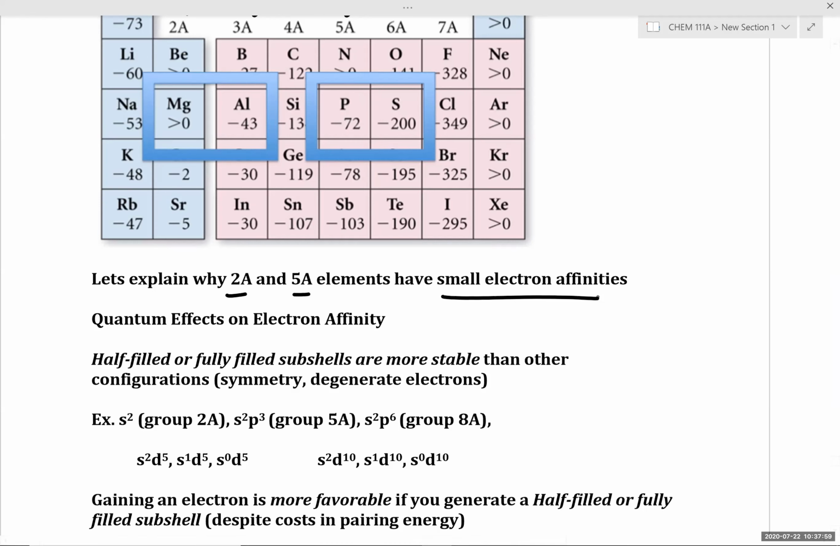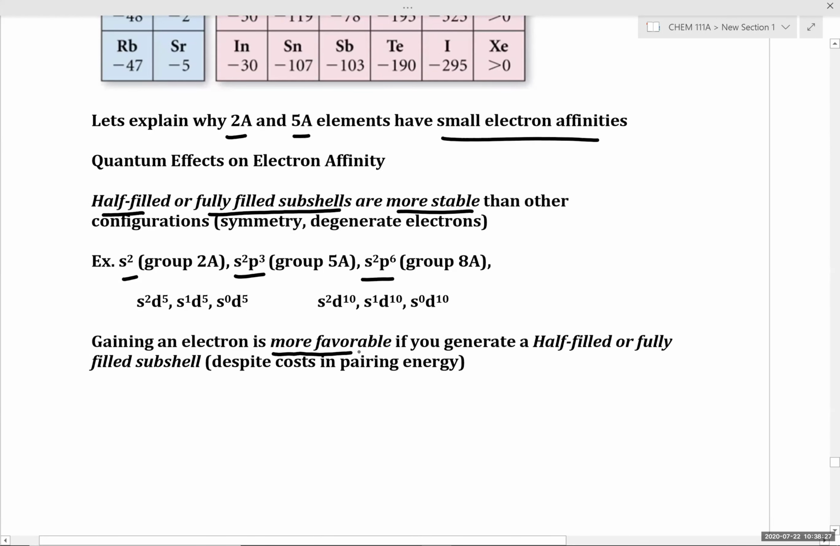Uncharacteristically small electron affinities, for that matter. So half-filled or fully filled subshells are generally more stable, right? The s2, s2p3, s2p6 configurations are relatively stable. This is due to symmetry arguments, or this idea that your electrons are all degenerate, identical in energy, and that imparts a relative amount of stability to your system. Now, gaining electrons is more favorable if you generate a half-filled or fully filled subshell.